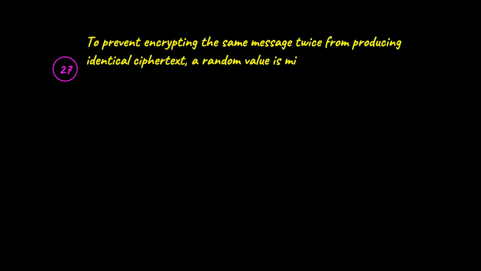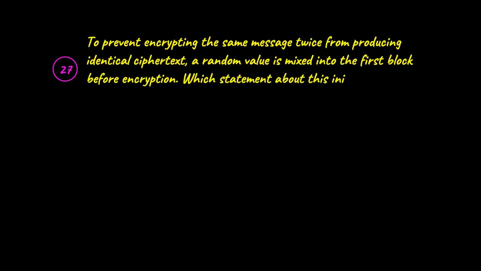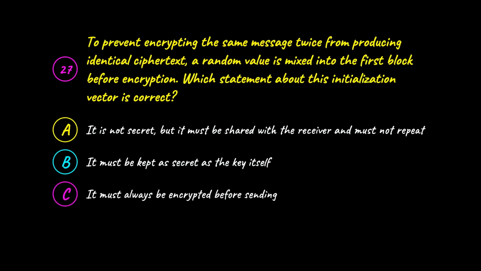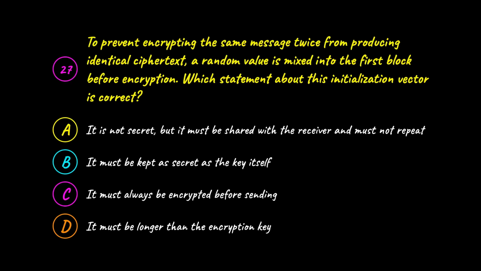Question 27. To prevent encrypting the same message twice from producing identical ciphertext, a random value is mixed into the first block before encryption. Which statement about this initialization vector is correct? Your options are A. It is not secret, but it must be shared with the receiver and must not repeat. B. It must be kept as secret as the key itself. C. It must always be encrypted before sending. D. It must be longer than the encryption key. Before I reveal it, which one do you think is right?